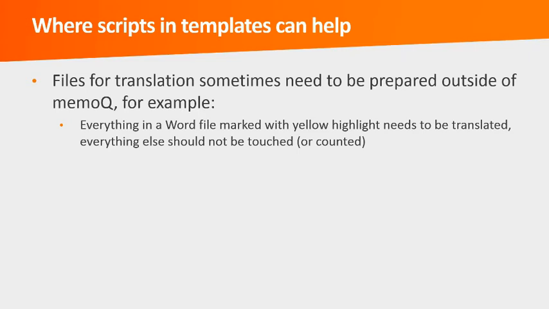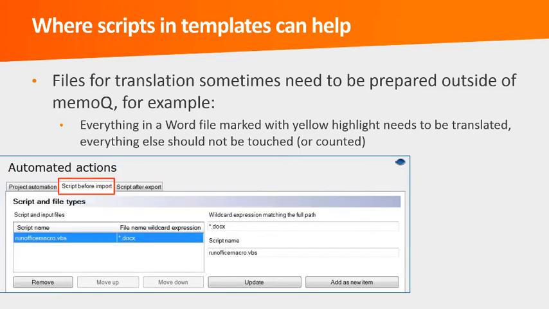For example, very often I hear that the client has prepared a file and says, well, everything that's highlighted in yellow needs to be translated, everything else not. Now, there is no setting in memoQ to tell memoQ, okay, only take the yellow highlighted text. But with a script, before the import, and there's a sample script that says run office macro. Basically, you only need a macro in Word that can be called to run.